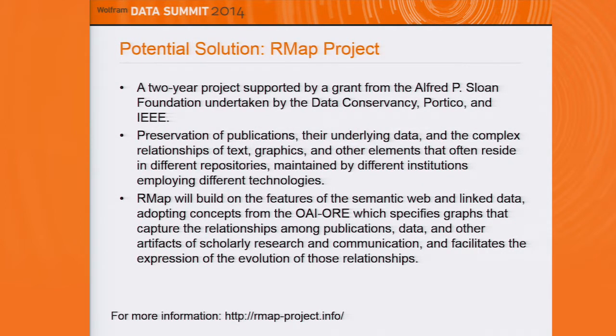So, introducing the RMAP project. This is a collaboration between the Data Conservancy out of Johns Hopkins and some other institutions, Portico, which is a digital preservation service that's a part of Ithaka, the organization I'm affiliated with, and IEEE. It's funded by the Alfred Sloan Foundation. The goal of the RMAP project is to preserve publications, their underlying data, and the relationship of text, graphs, and other elements that at present reside in different repositories maintained by different institutions using different technologies. This project builds on the work of OAI-ORE and moves forward in other ways. It's expected to be released in the spring of 2016.